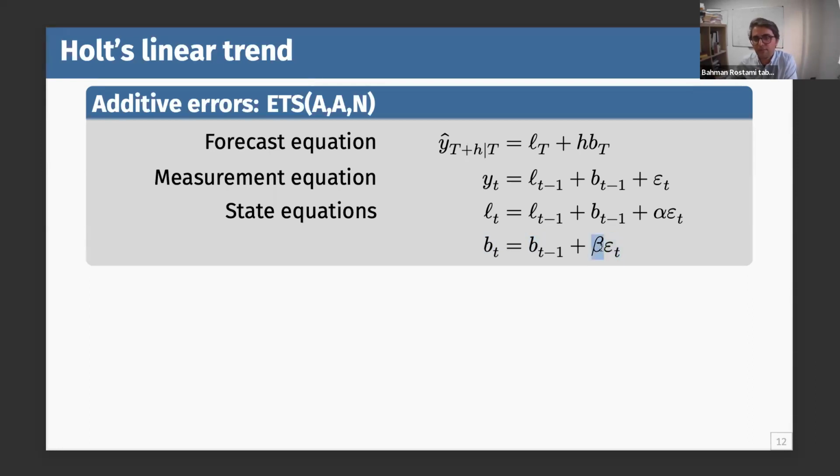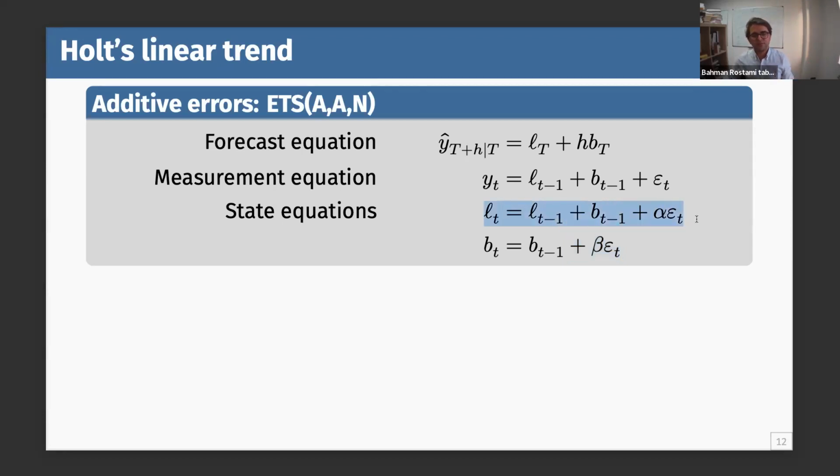And this beta tells us how we control the change of the trend. If beta is 0, the trend doesn't change, right? So if we put beta equal to 0 here, this will disappear from here. It means the trend in period t will be the same as the previous one.